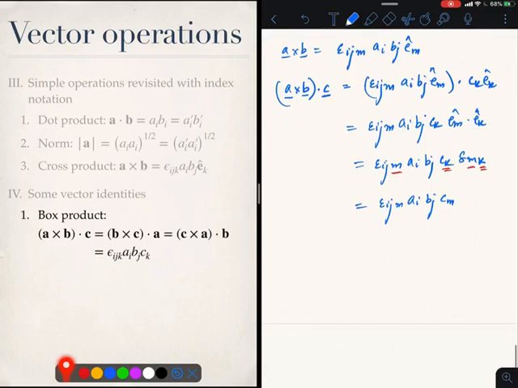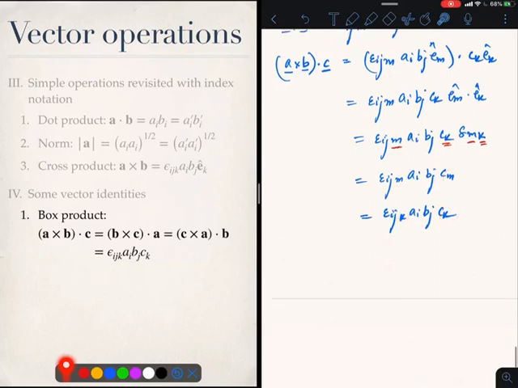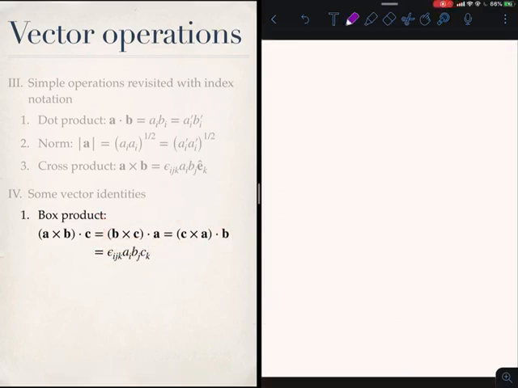Okay, and well, dummy index, its name can be changed. So I am going to change m to k. It's a dummy index, so its change doesn't matter, and that's the formula I have. So that's the box product, and you can make sure that these two also give you the same answer.